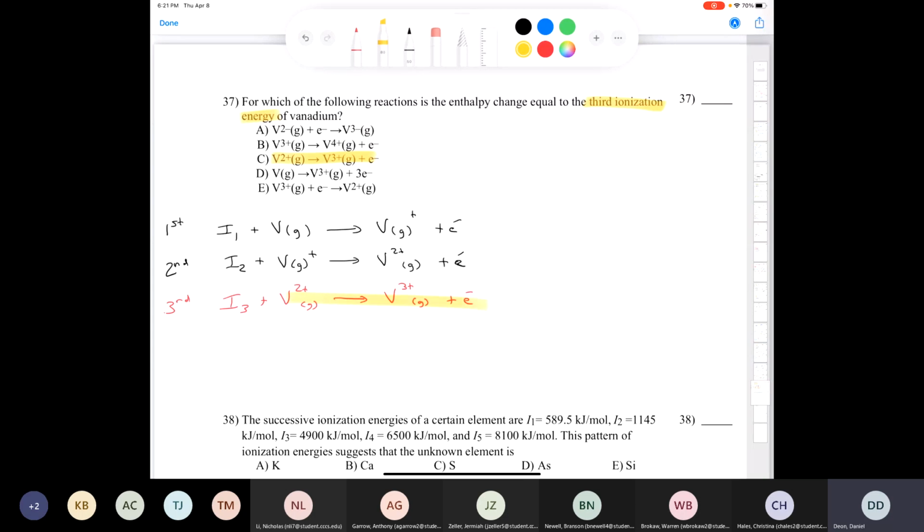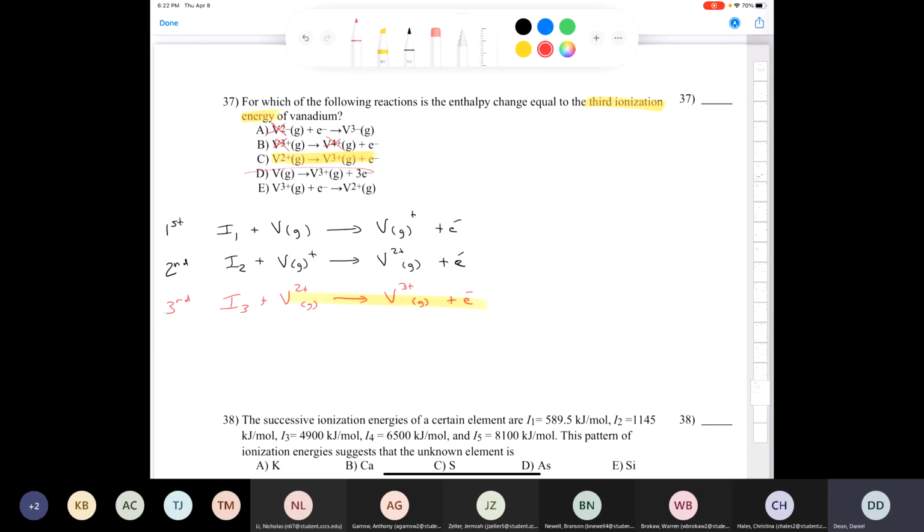The I just represents the amount of energy that goes into it. So this actually represents the reaction that shows the enthalpy change for the third ionization energy of vanadium. You can see the problem with A is that you're starting with an anion. You can see the problem with B is that this is the fourth ionization energy, right? Because we're removing the fourth electron to form a 4+ cation, so that's not right.